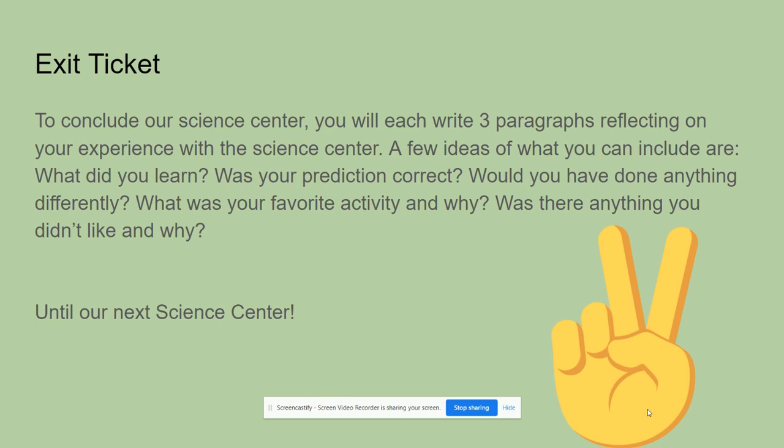And this is their exit ticket, which concludes the Science Center, and they will write 3 paragraphs that reflect on their experience with the Science Center. And then I gave a few suggestions, which includes what they learned, was their prediction correct, would they have done anything differently, what was their favorite activity and why, and was there anything you didn't like and why.